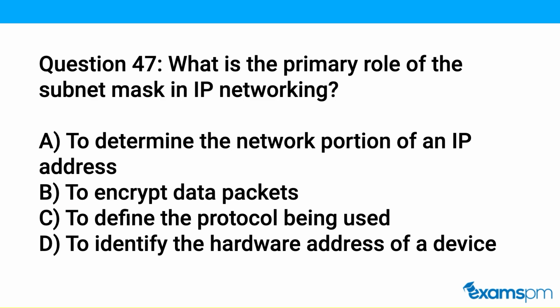Question 47. What is the primary role of the subnet mask in IP networking? A. To determine the network portion of an IP address. B. To encrypt data packets. C. To define the protocol being used. D. To identify the hardware address of a device.